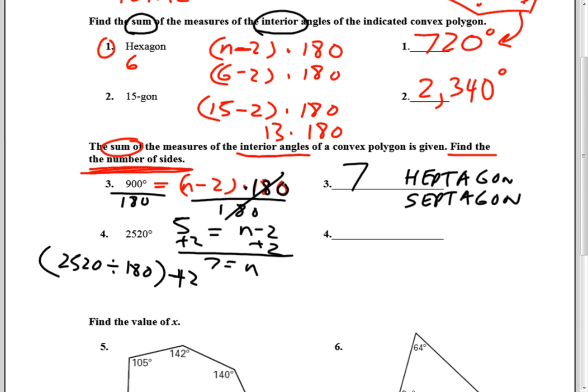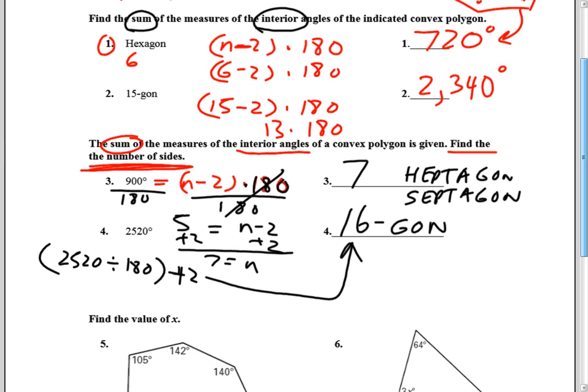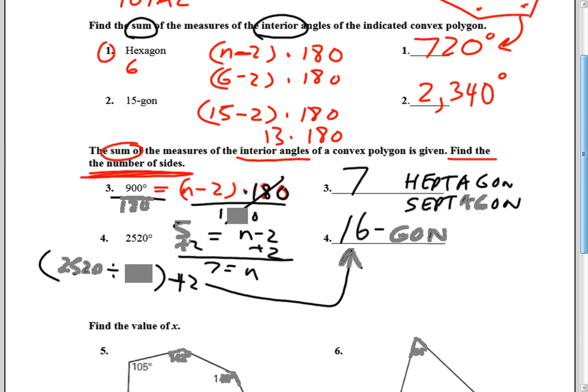Think of it as another formula. Does that equal 16? And if I wanted to name it, 16-gon. There is a long prefix name in Greek, but we just tend to use -gon. So same idea, but working backwards.